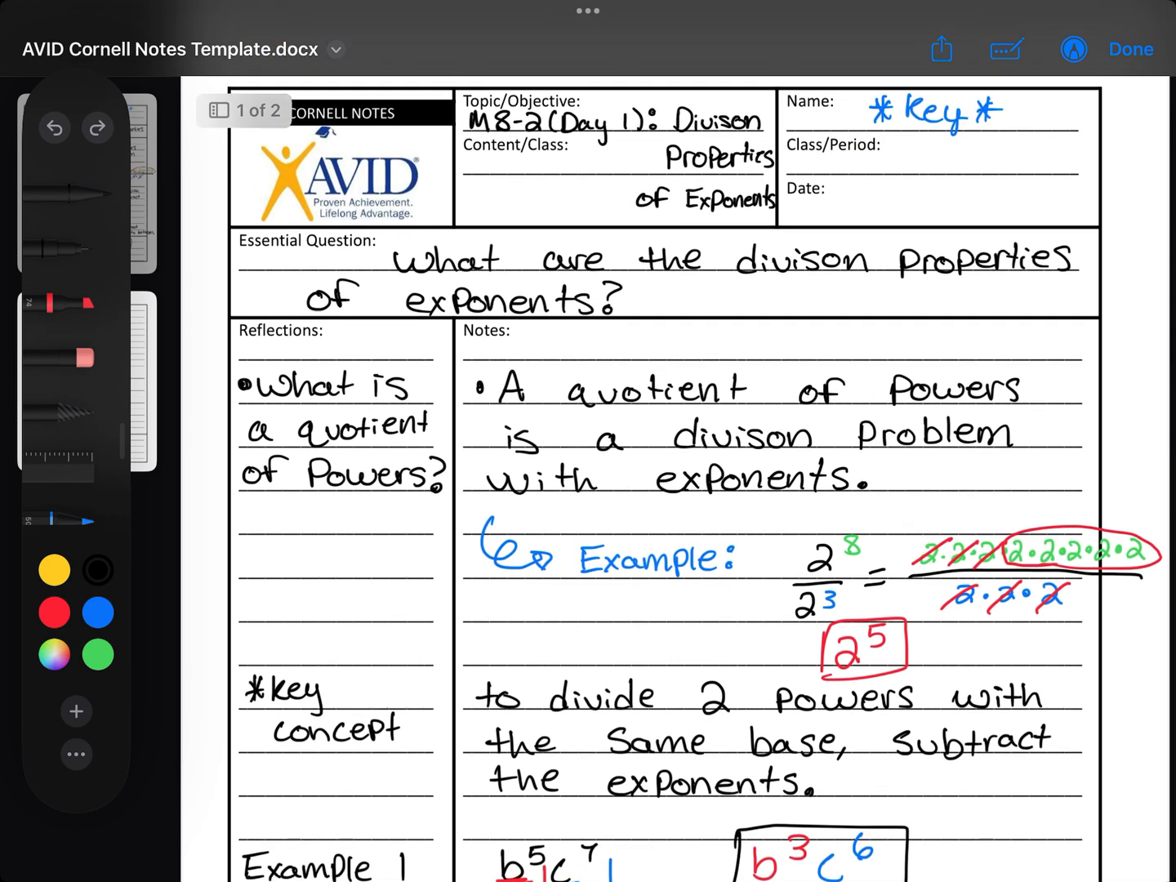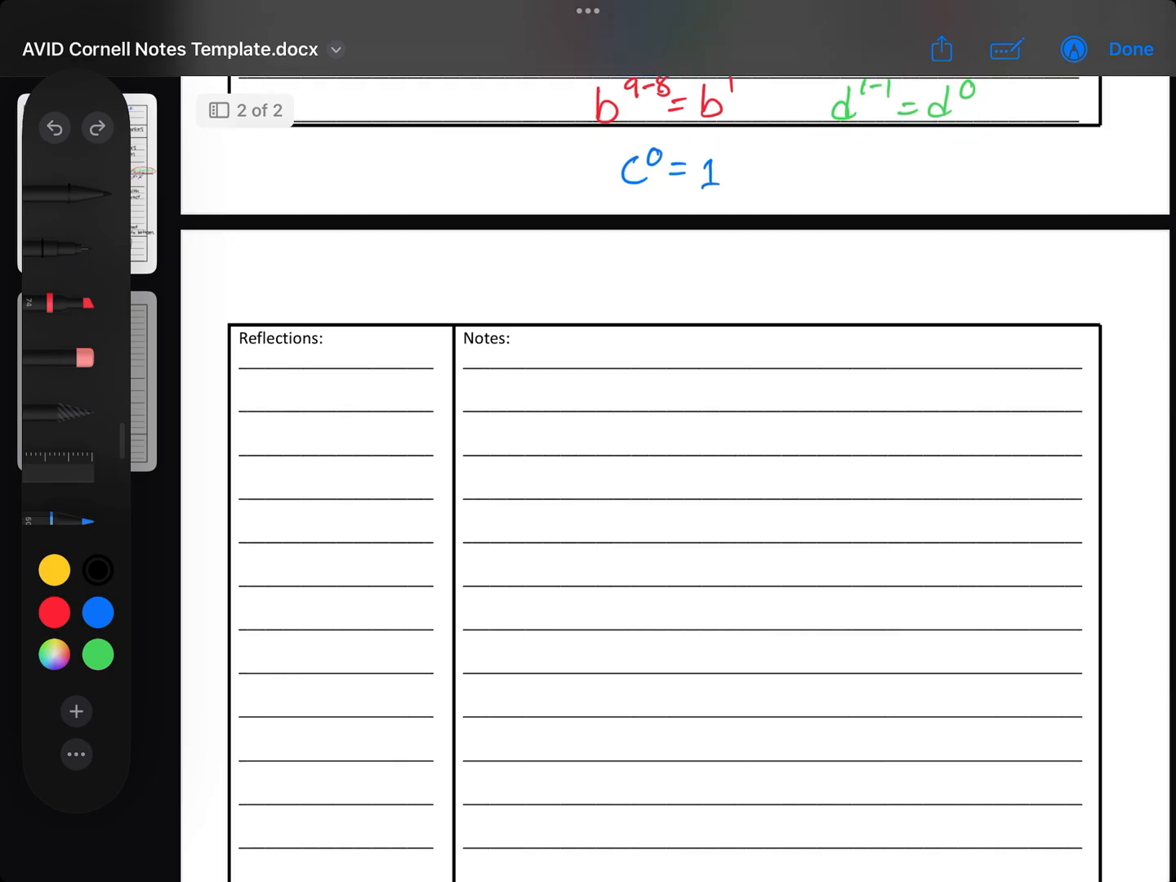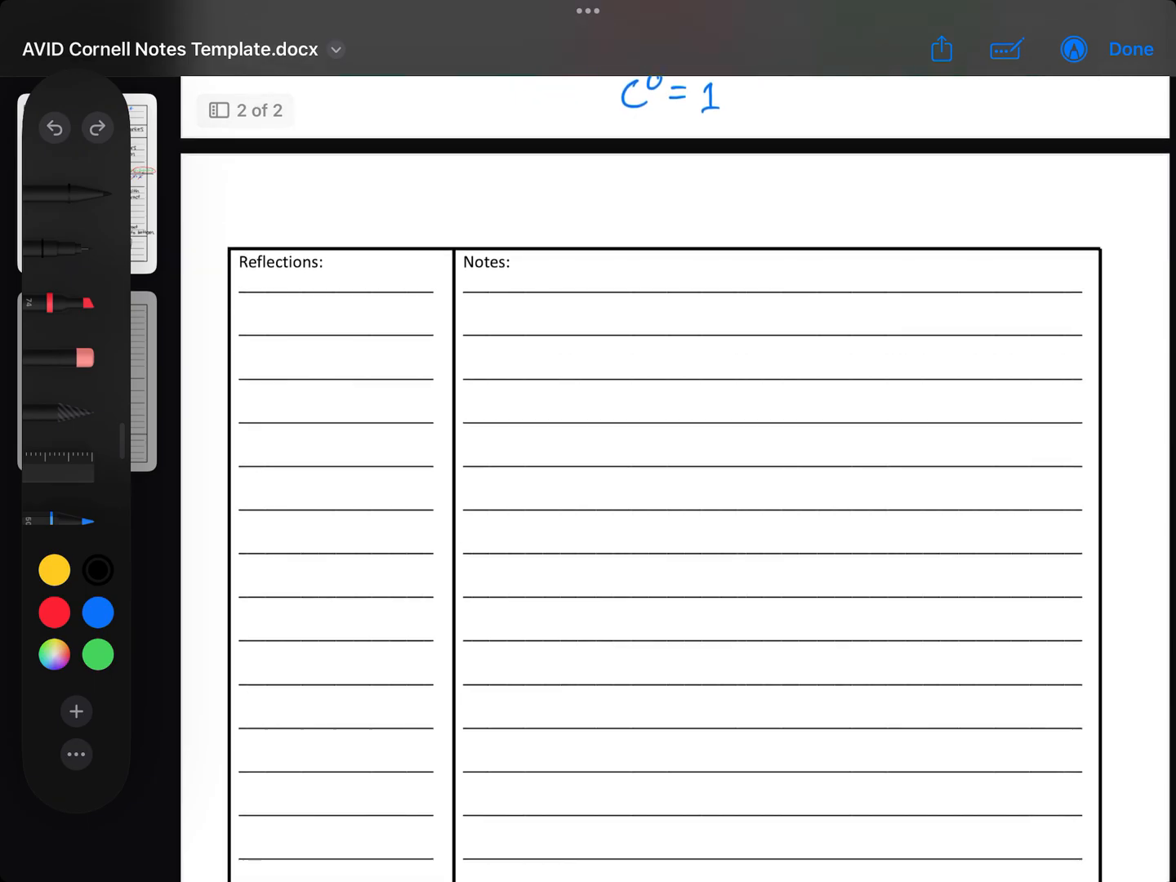So that's the front of the notes. Feel free to pause, rewind if you need to see anything else. We're going to do a couple more problems here on the back side, okay? So go ahead and copy down these examples. So copy these down.